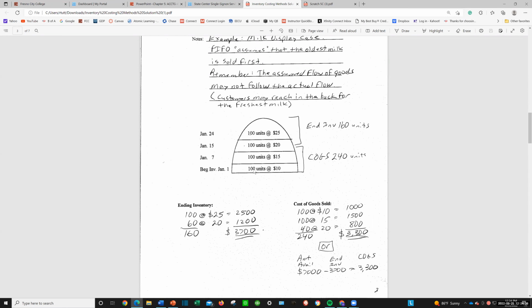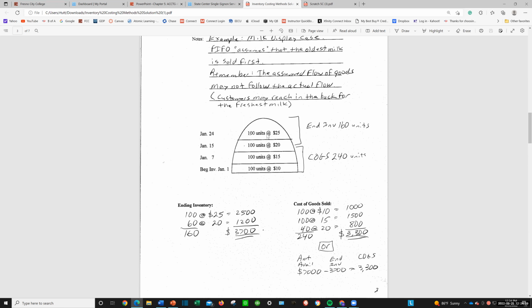These units, 100 of these, 100 of these, and 40 of those, the 240 here, are the ones that went out, right? Because they were there first. So what's in ending inventory? It'd be 100 of these at 25, and then 60 of these at 20. So that's what I did.